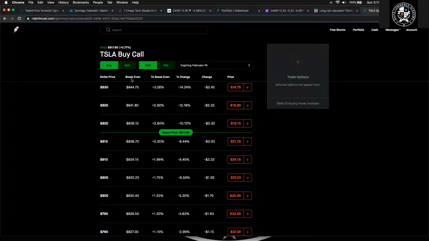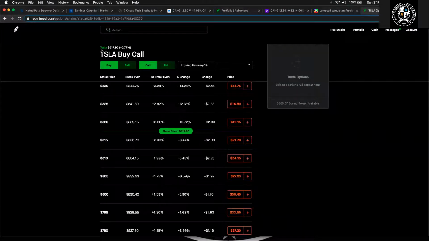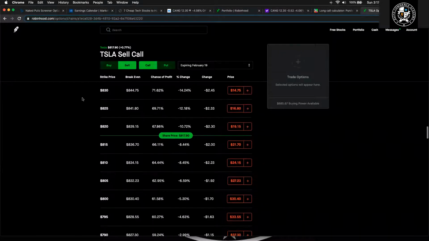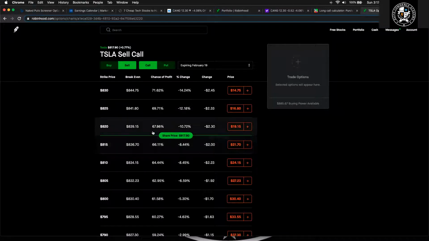All right, so let's say for instance you have 100 shares of Tesla. Then you want to pull up the option chain, click sell, and then click sell call. So in this case, you got 100 shares, and let's just say you bought them at 815.